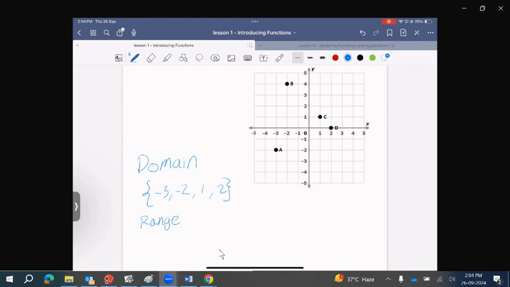And the range would look similar. Just make sure we don't use the same number twice. You don't bother with using numbers twice, but there isn't any here. So we got -2, 0, 1, and 4.